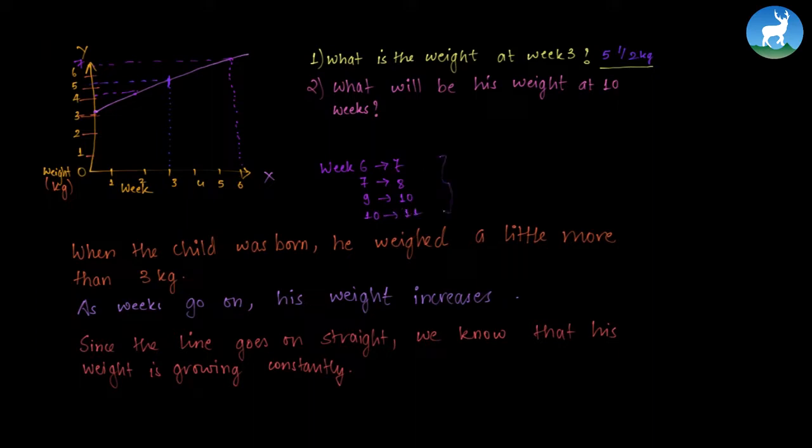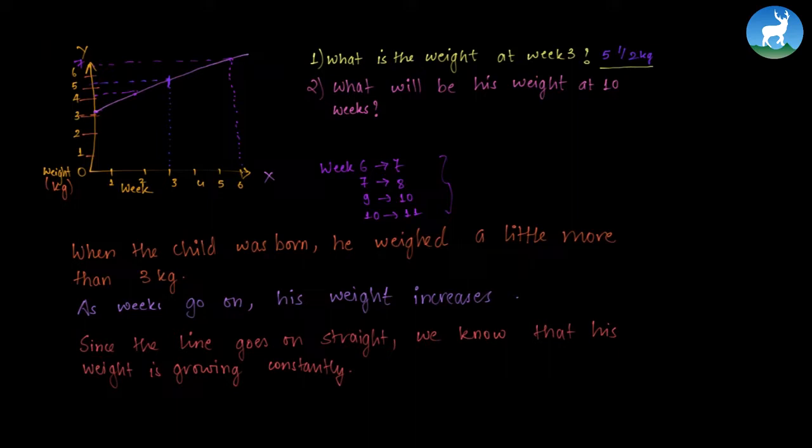Why did we come up to this conclusion? Because in the 3rd week, he was 5.5. In the 2nd week, he was 4.5. And in the 1st week, he was 3.5. That makes 1 kilo of increment per week.